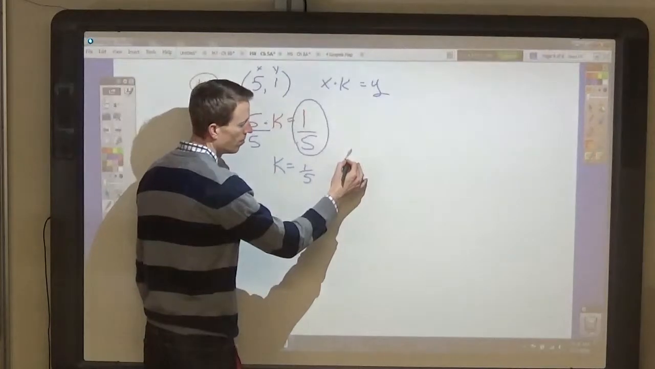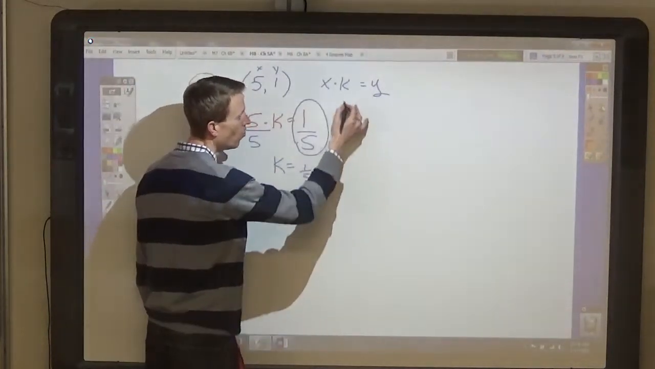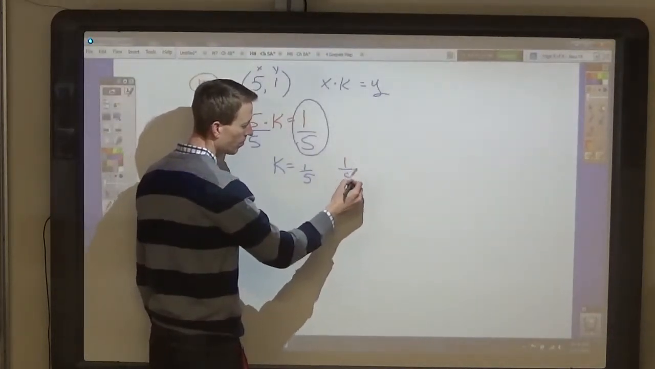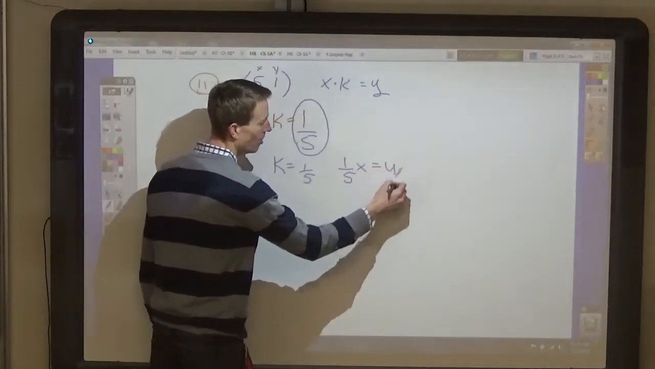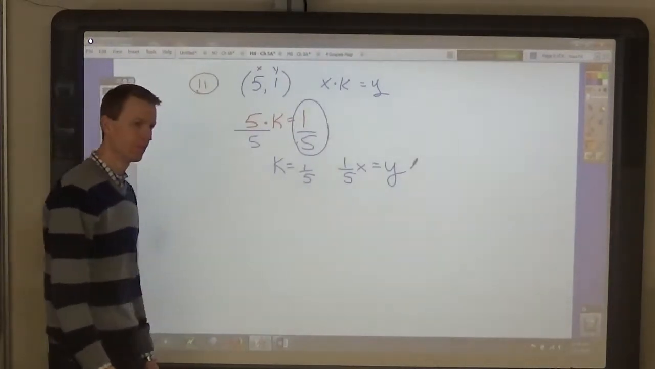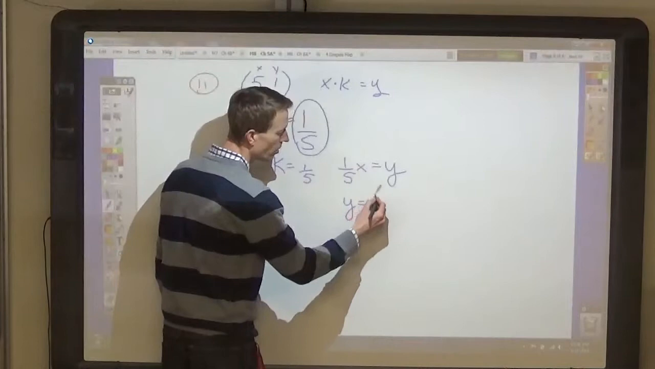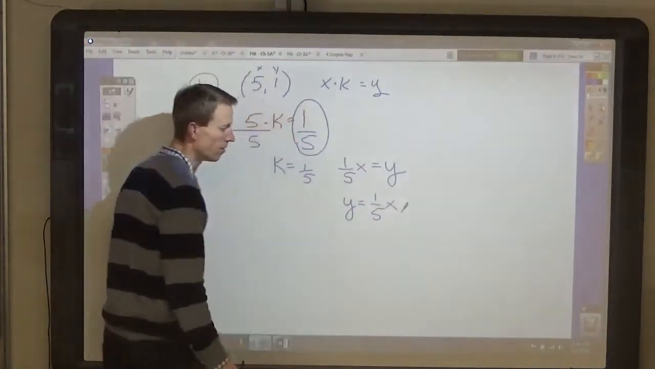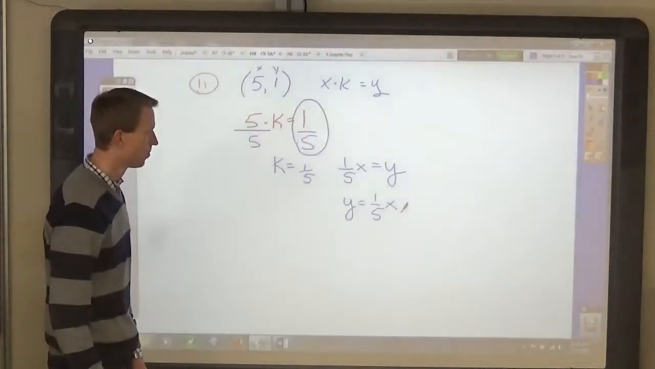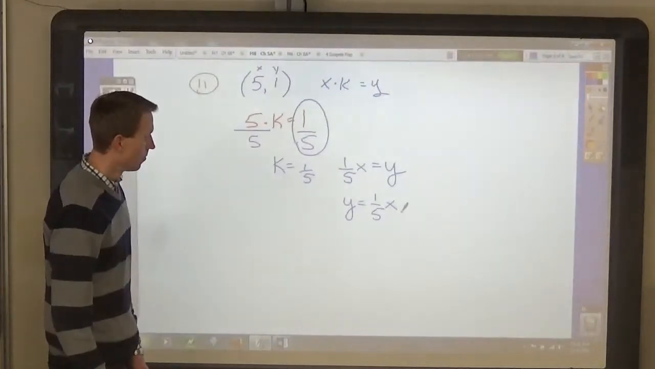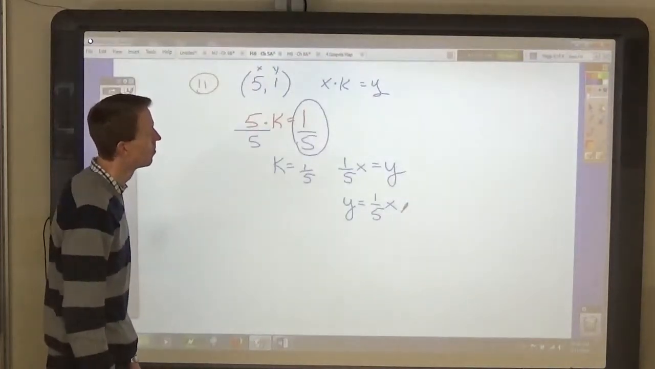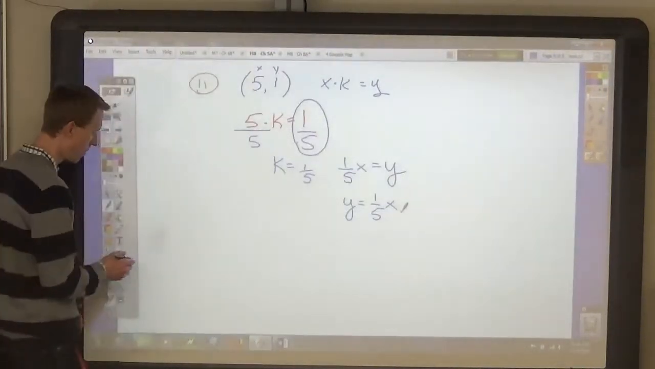So 1/5 times x equals y. Use x and y in your equation. Good, 1/5 x equals y. Really it doesn't matter, you can write it as y equals 1/5 times x. You would write the 1/5 x equals y if there were a t-chart. But if there wasn't, couldn't you just put 1/5 times 5 equals 1? Let's do one more and see if that'll answer your question.